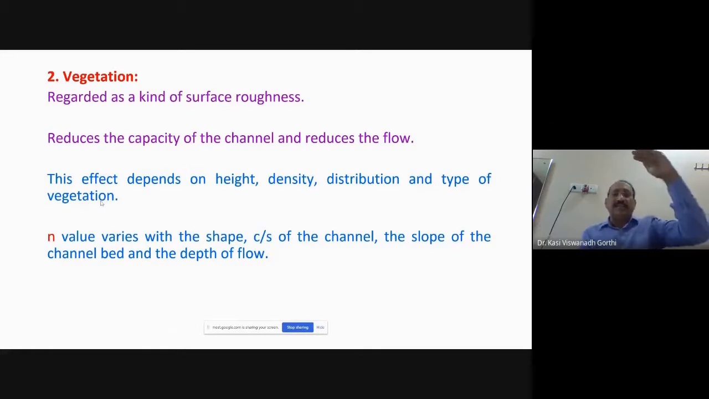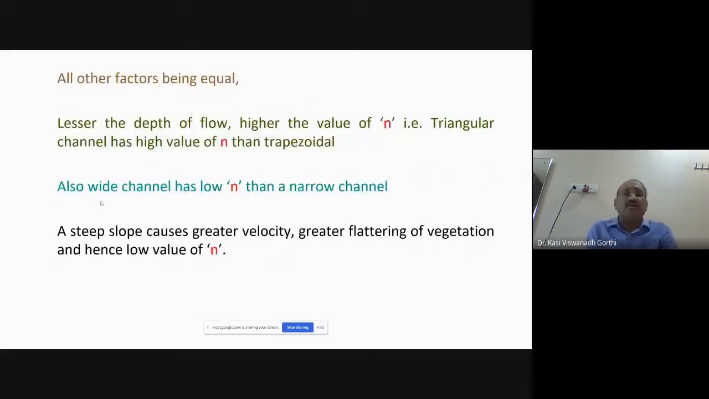Sometimes more height is there, like small plants that have grown, naturally they'll give more resistance. And how densely they are distributed along the surface and what type of vegetation is there. Sometimes a small grass may be there which may bend when the flow comes. Sometimes bigger, medium-size plants will be there. So this type of plants, they resist the flow. So the value of n varies with the shape, cross section of the channel, the slope of the channel bed, and also the depth of the flow. So all these parameters with reference to the vegetation affect the value of n.